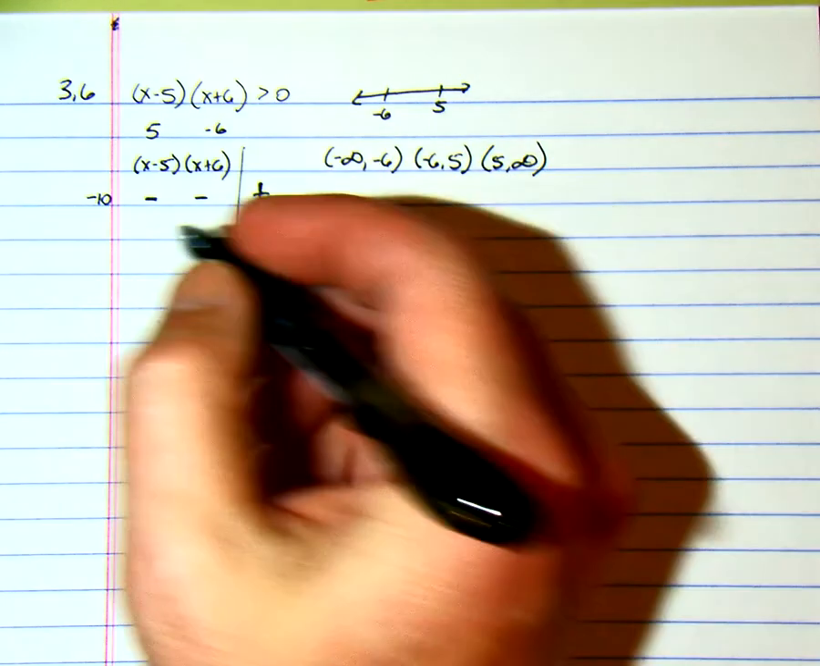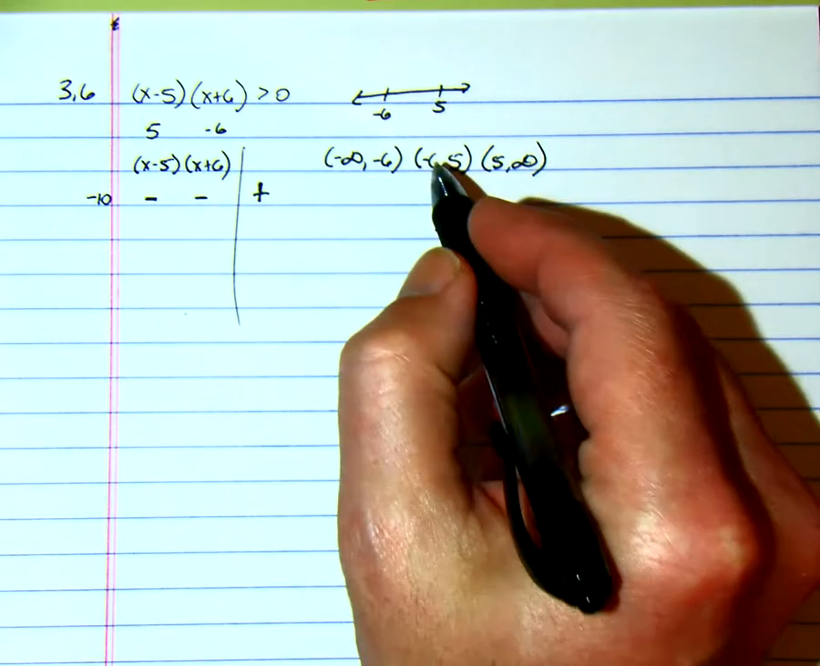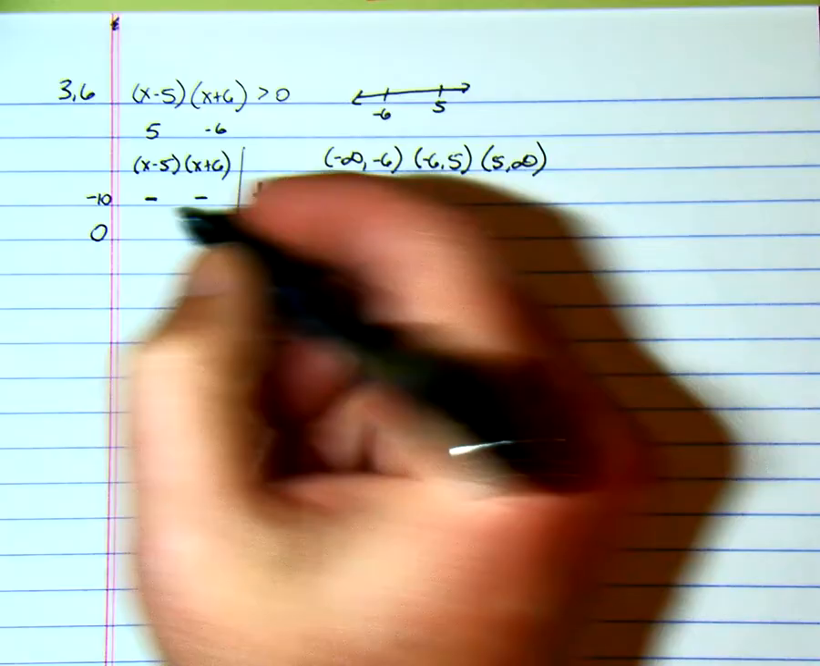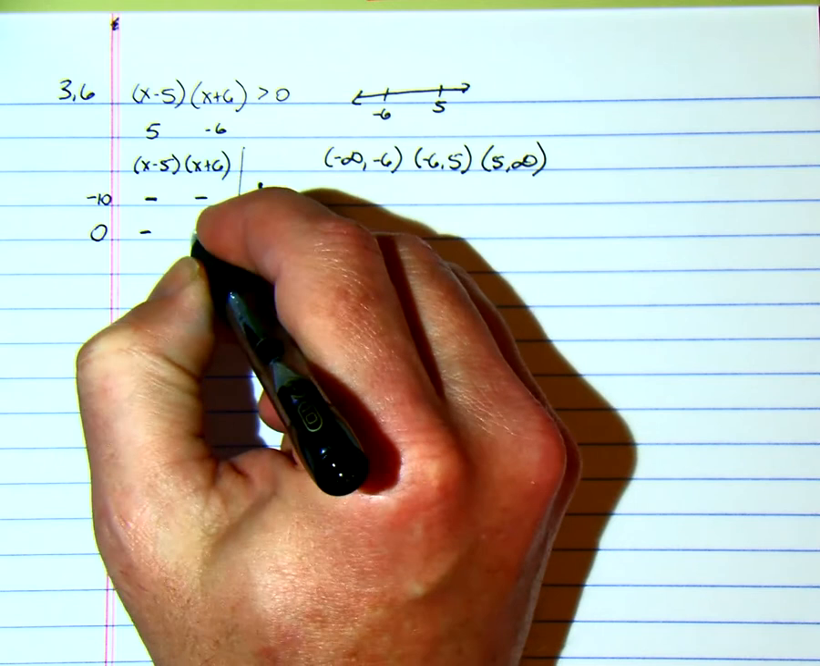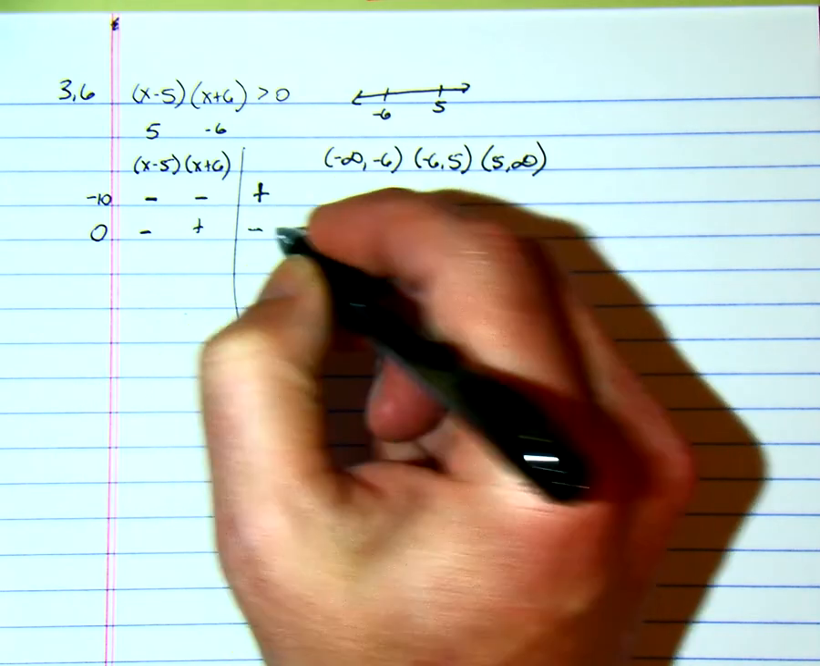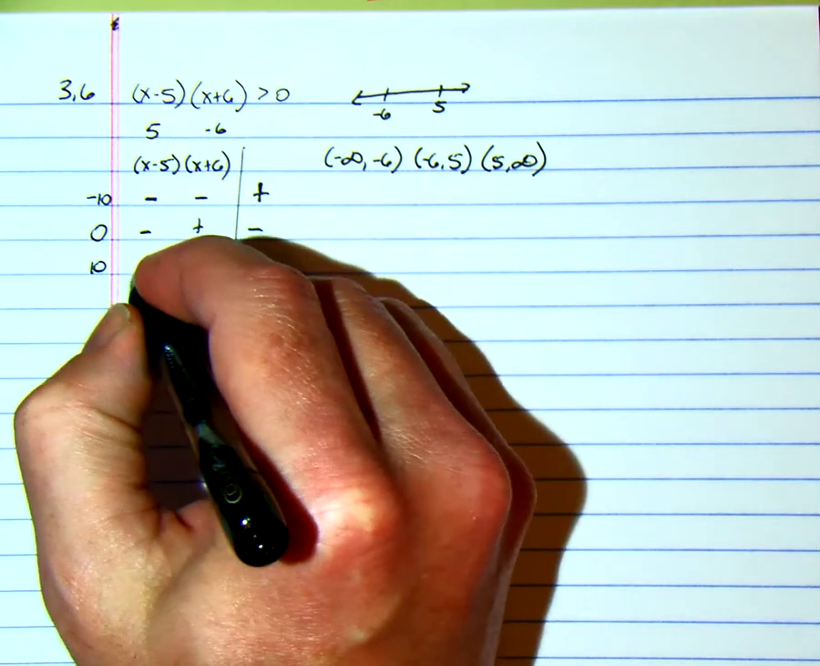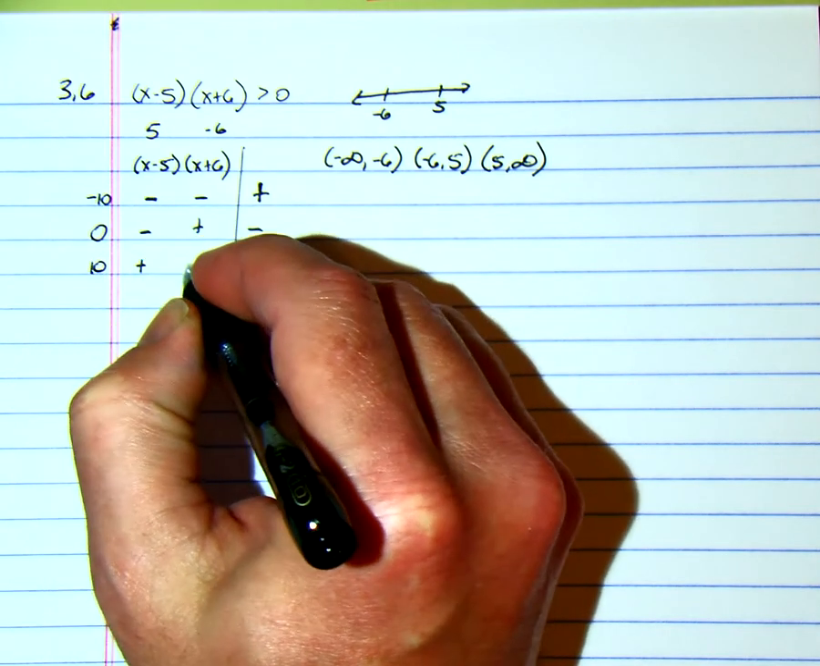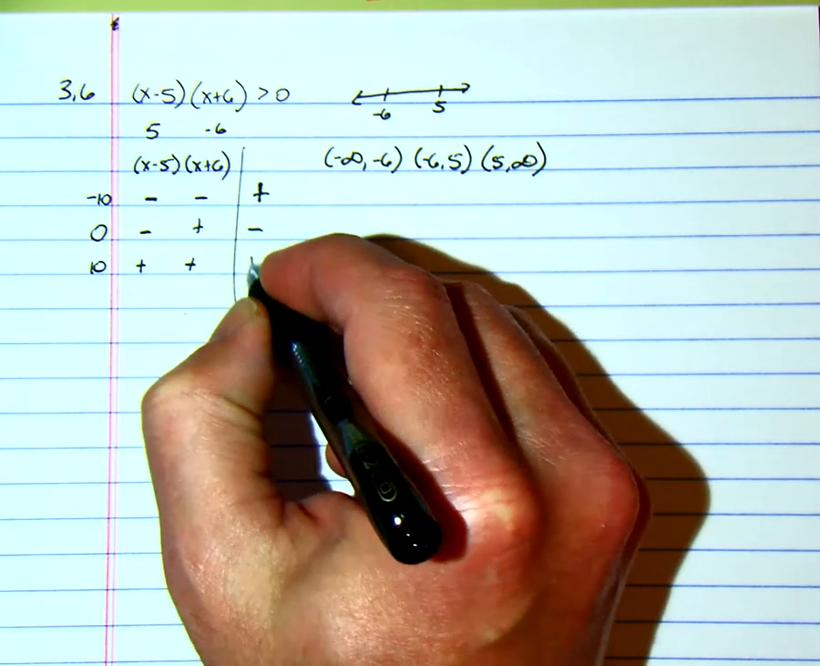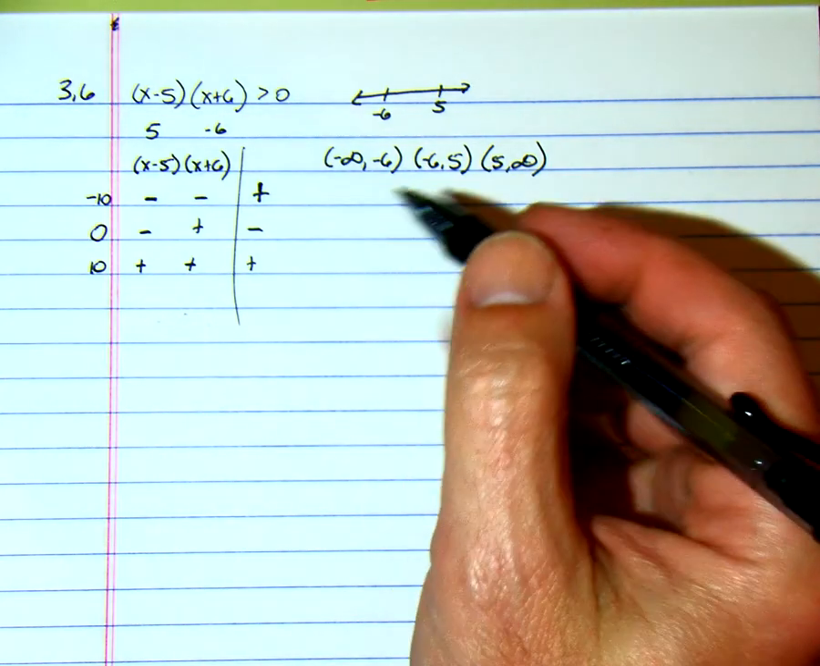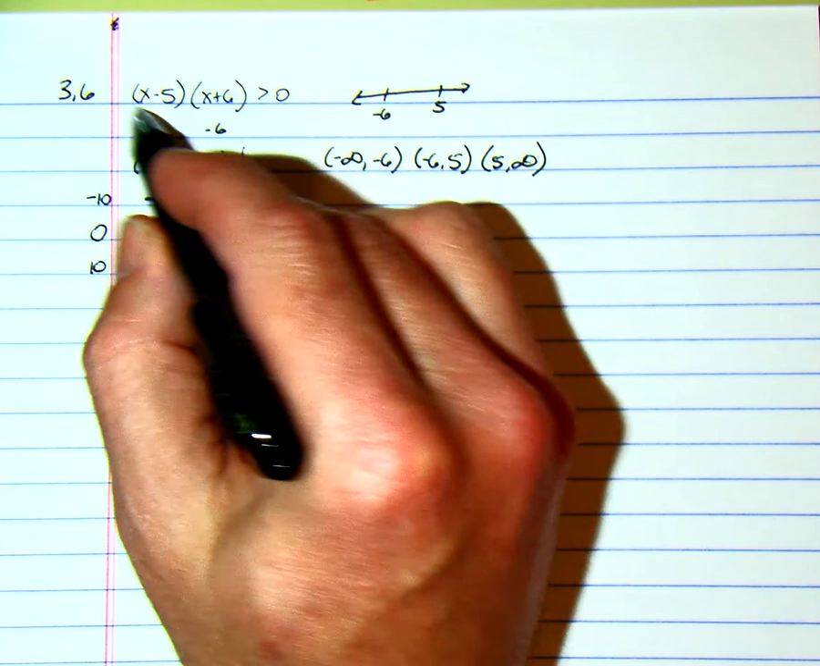Okay, I'm going to go ahead and do all of them first, and then we'll come back. So I need to enter some number between -6 and 5. That would be 0. It's always the easiest one. That gives me a -5 and a +6, which gives me a negative when I take a negative times a positive. And then lastly, we can use +10, because that's going to give me a +5 and a +16 for a positive number.